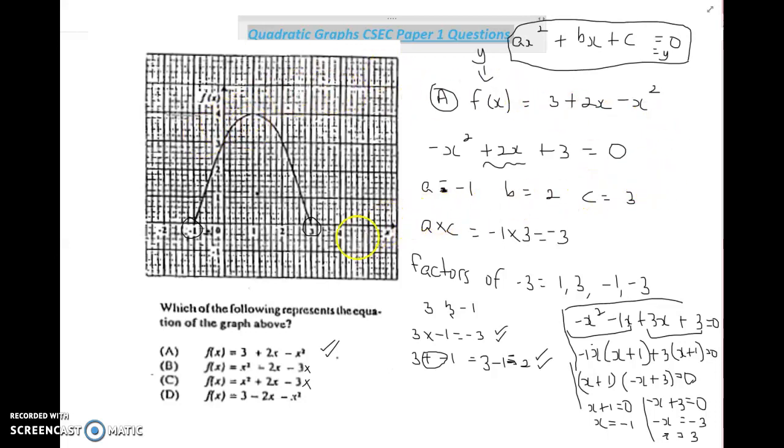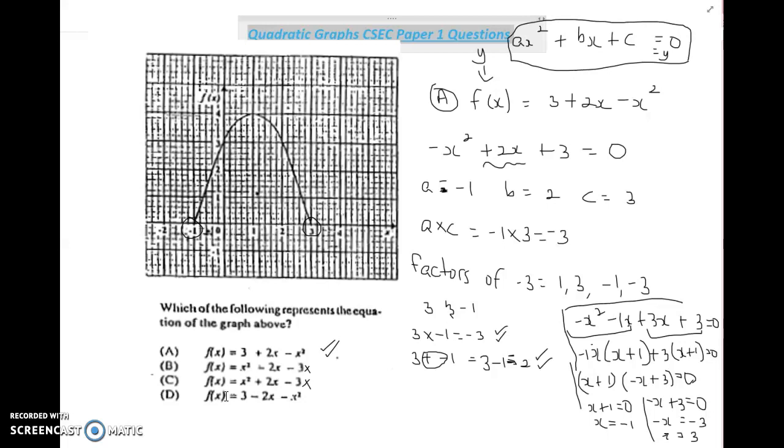So here we have a graph, and the question says, which of the following represents the equation of the graph above? In the previous video, I stated that when you have a graph that goes up like this, it looks like a mountain. This is a maximum quadratic graph. One way to identify a maximum quadratic graph is by knowing you have this top piece here, it goes like a mountain, right? The high top there. Now, you want to know which of these equations represents the quadratic graph.